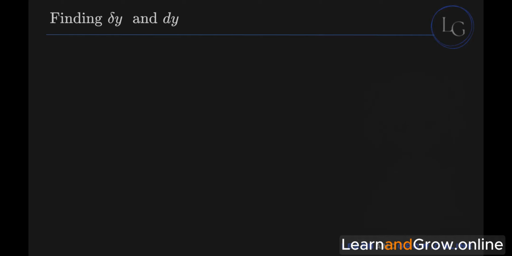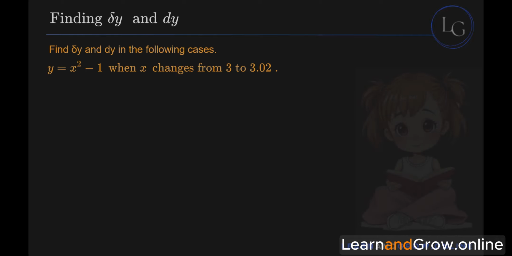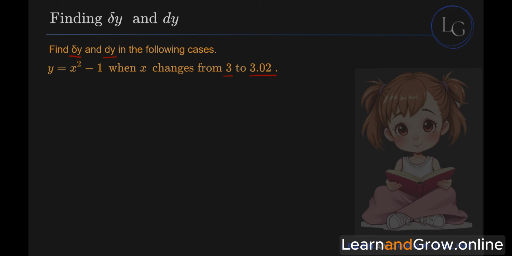Let's find delta y and dy. So the question states that we have to find delta y and dy for the following cases. Y is equal to x squared minus 1 when x changes from 3 to 3.02. Now when x changes from 3 to 3.02, what is the value of delta y and what is the value of dy when y is equal to x squared minus 1? I have to be very clear about this question.